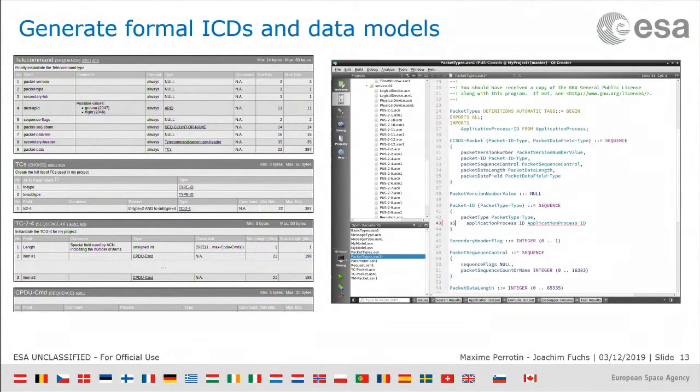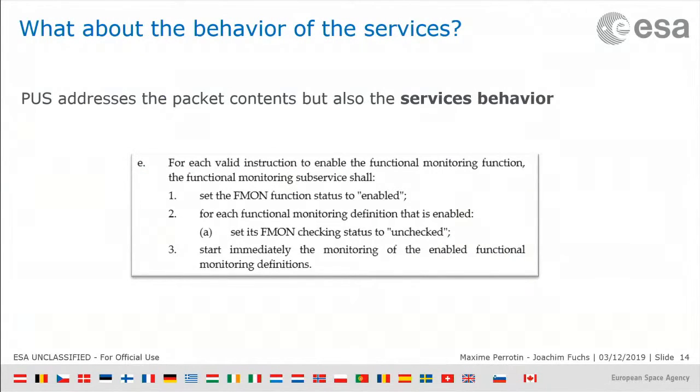However, that's not where we stop, because that was at protocol level. The standard also defines some service behavior. Just as an example here, the functional monitoring function sets the F1 function to enabled. For each functional monitoring definition that is enabled, set the F1 checking status to unchecked, start the monitoring of the monitoring definitions. So that's an example of where a behavior is defined in a standard.